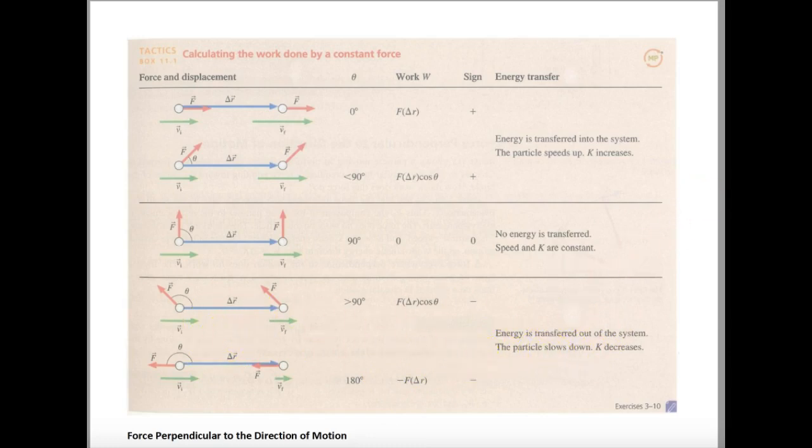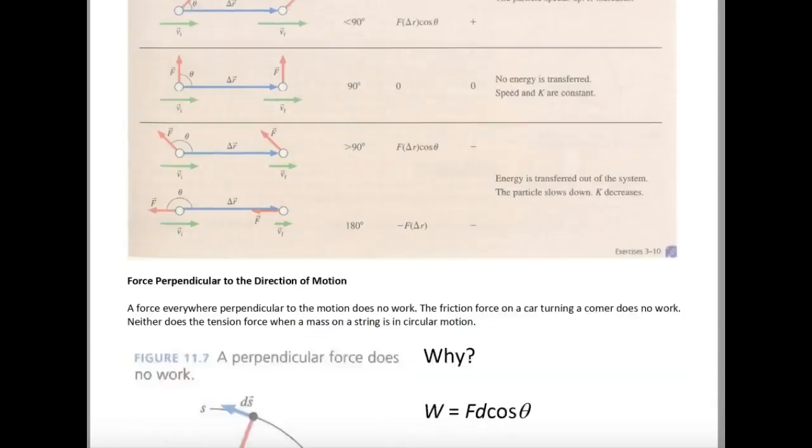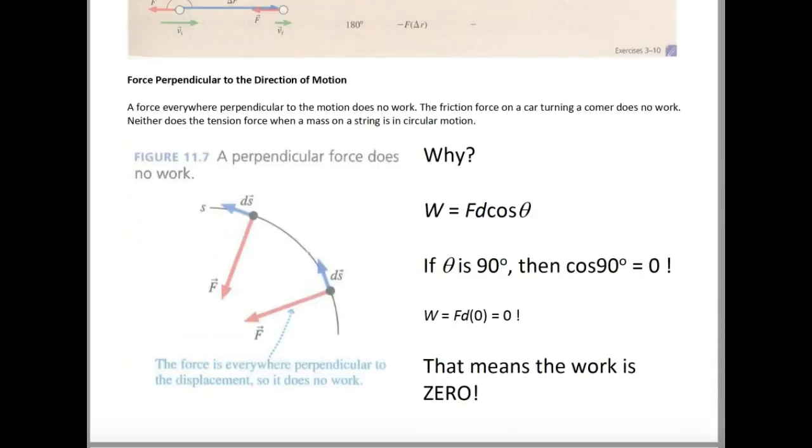So that's just some ways to really look at what's going on. If I have a force perpendicular to the direction of motion, a force everywhere perpendicular to the direction of motion doesn't do any work. So the friction force on a car turning a corner doesn't do any work. Neither does the tension force when the mass on the string is in circular motion.